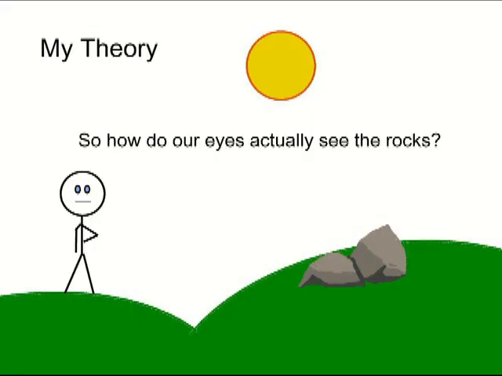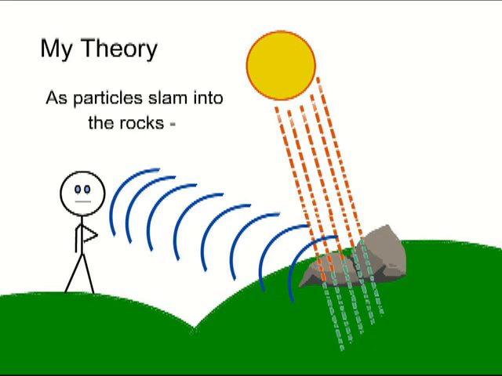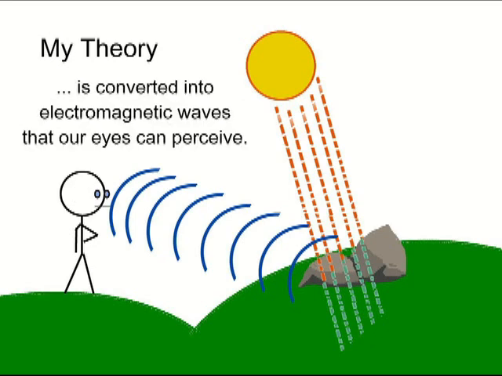And the next logical question is, well, then how do our eyes see the rock? This is where the particles come into play. As these fast-moving particles slam into the surface of the rock, there is an energy created by micromechanical friction, which then causes the outer surface of the mass to generate its own electromagnetic waves which the eye can see. Of course, all mass, atoms, conglomerates of atoms and molecules are going to have different wavelengths of light. They create it themselves.